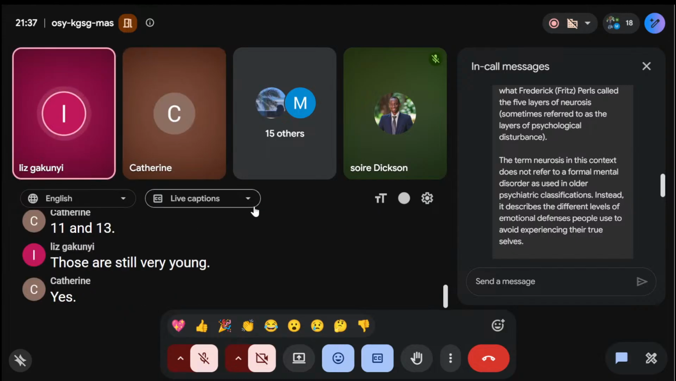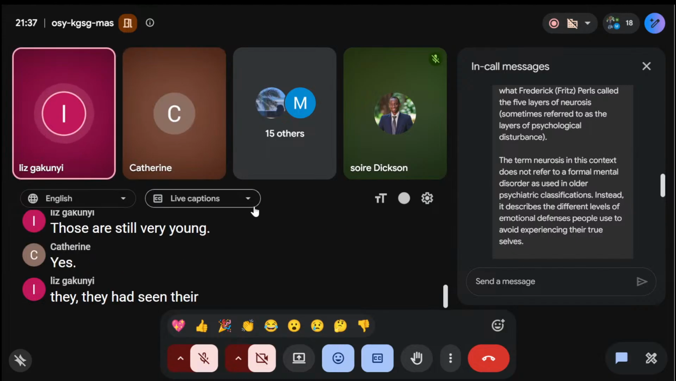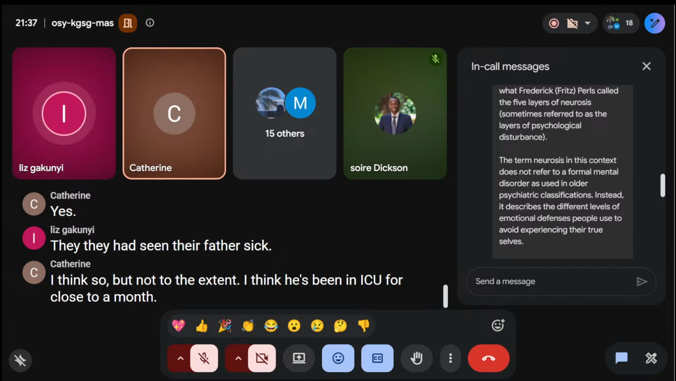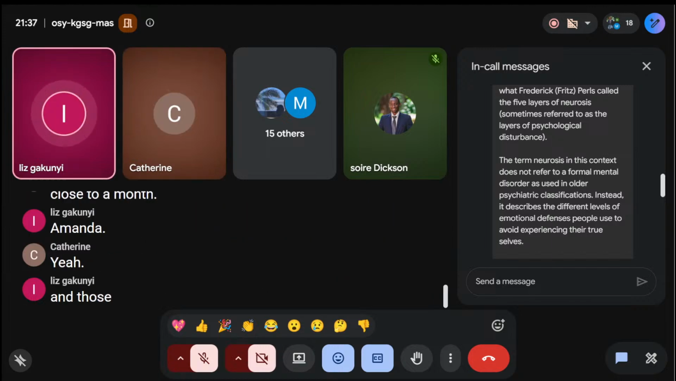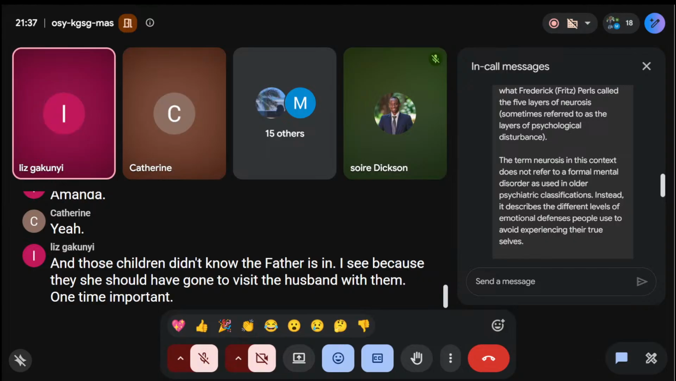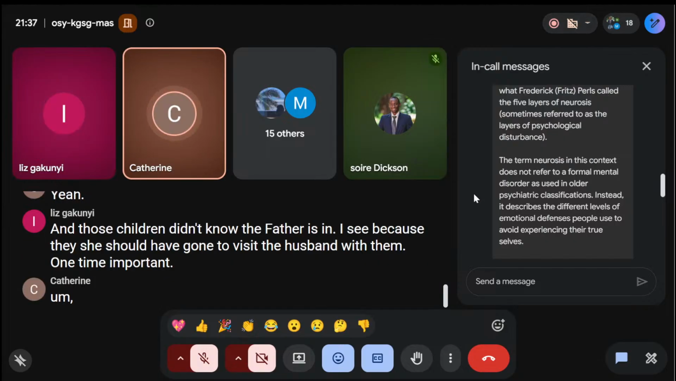Yes. They had seen their father sick? I think so, but not to the extent. I think he's been in ICU for close to a month. A month, eh? Yeah. And those children didn't know the father is in ICU, because she should have gone to visit the husband with them one time. Important. Maybe that may not have happened.